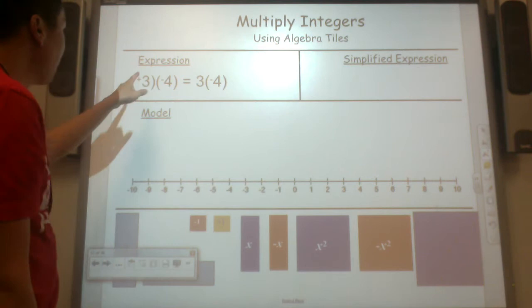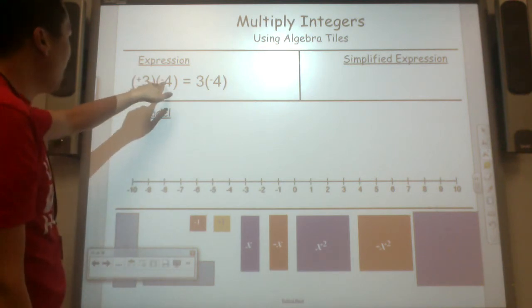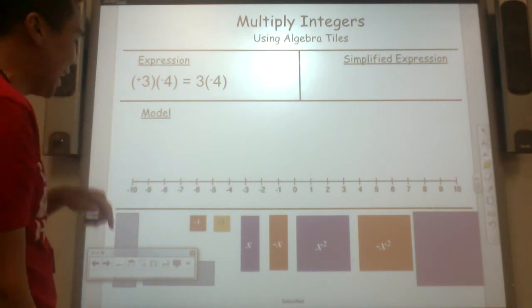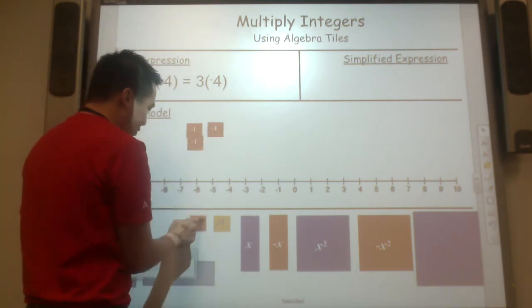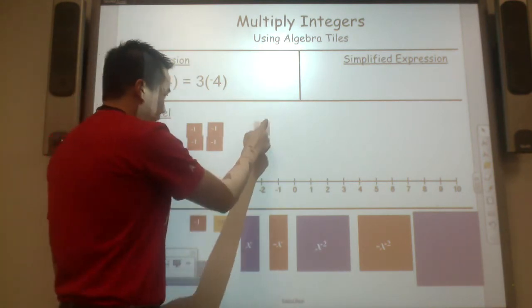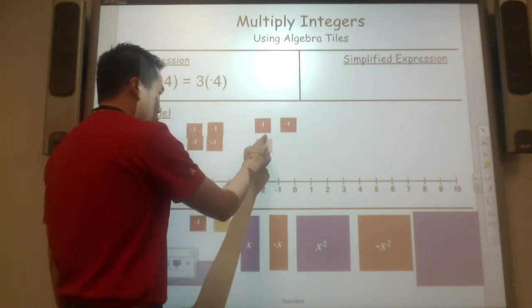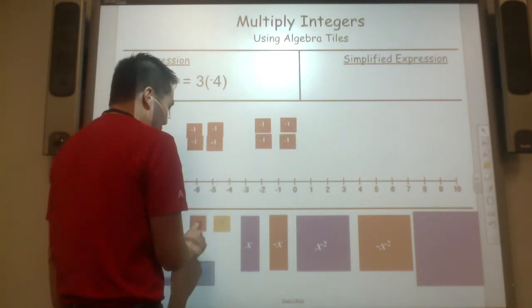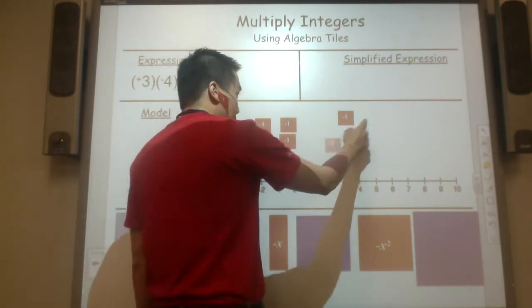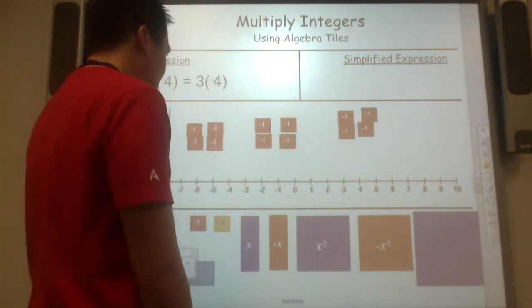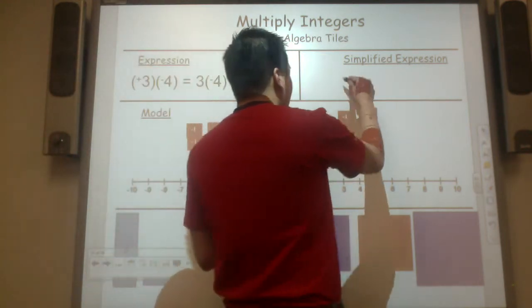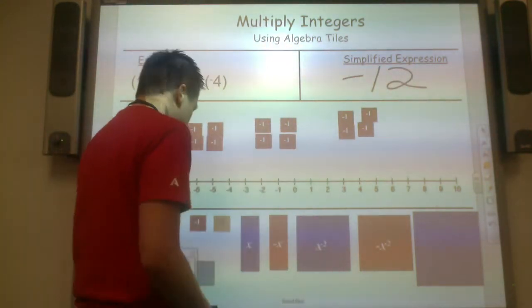Next one. You have 3 groups of 4 negative. So we have 3 groups of 4 negative. Here's the first group of 4 negatives. Here's the second group of 4 negatives. This is the 3rd group of 4 negatives. In total, looks like we have negative 12 as our answer.